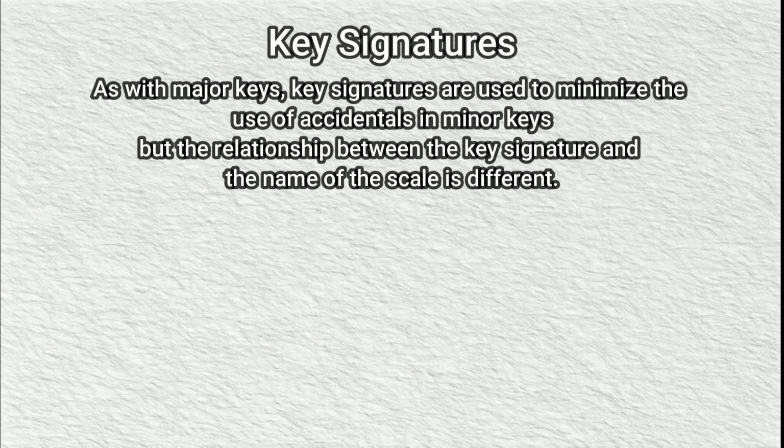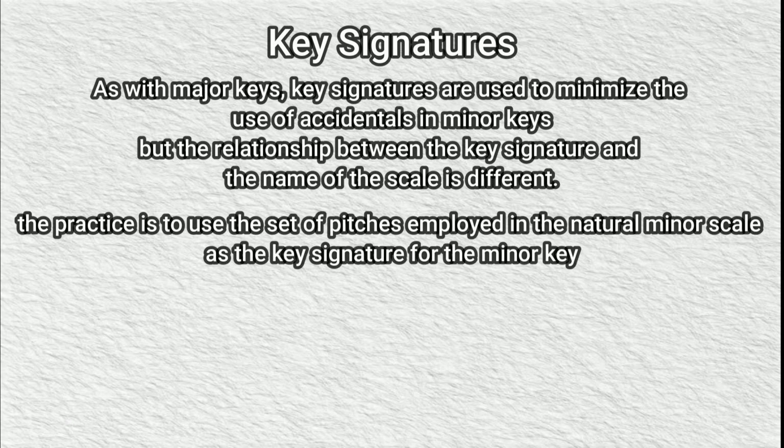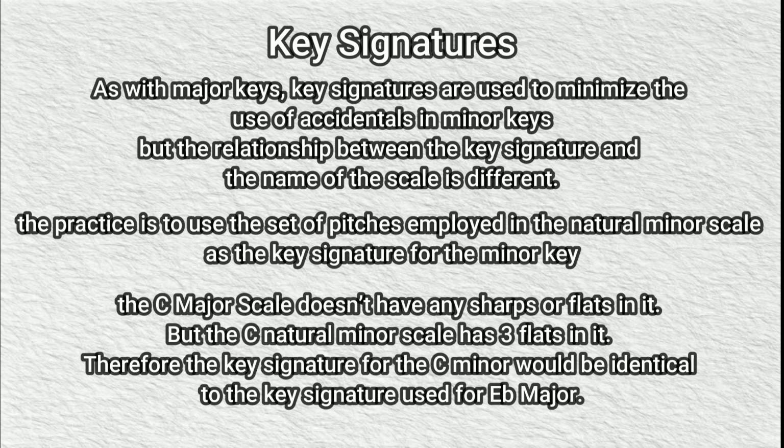As with major keys, key signatures are used to minimize the use of accidentals in minor keys. The same 15 key signatures used for major keys are also employed for minor keys, but the relationship between the key signature and the name of the scale is different. The practice is to use the set of pitches employed in the natural minor scale as the key signature for the minor key. For example, the C major scale doesn't have any sharps or flats in it, but the C natural minor scale has 3 flats in it. Therefore, the key signature for C minor would be identical to the key signature used for E flat major.